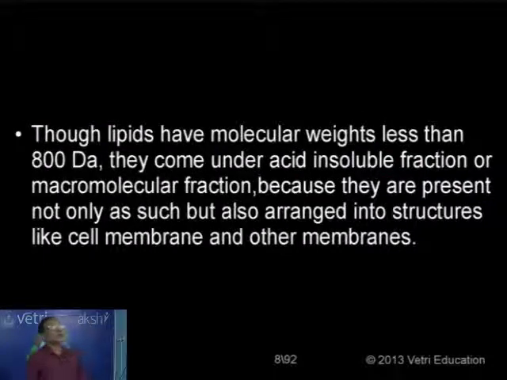Now, why are the lipids included in the macromolecules, though they have a molecular weight less than 800 Daltons? Though they have a molecular weight less than 800 Daltons, they are not found only as fats and oils, but also they are arranged into structures. They form the structural components of animal tissue or animal cells as well as plants. That is why they are included under the macromolecular arrangement. They are not present as such fats and oils, but are also arranged into membranes, the outer membrane of the cell.